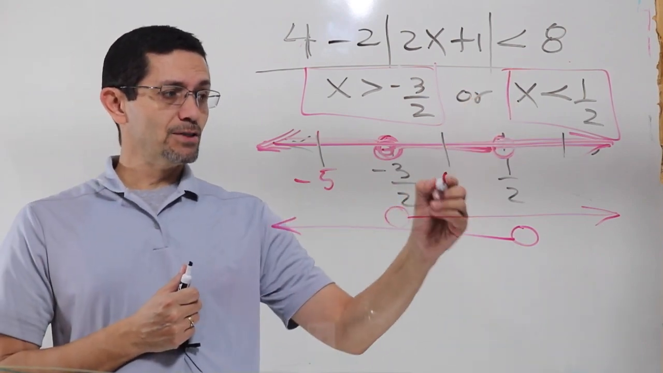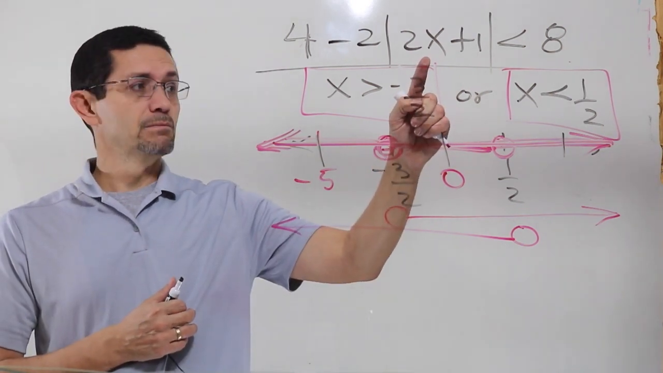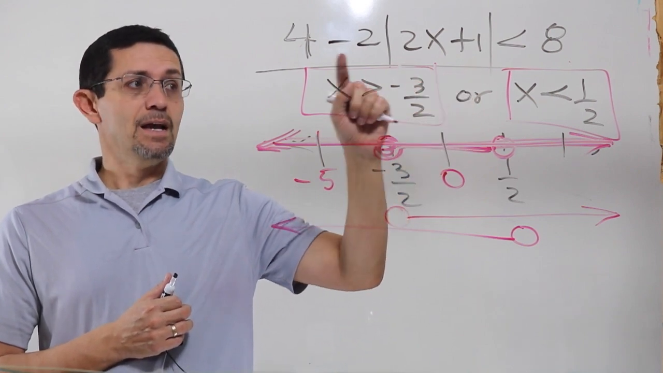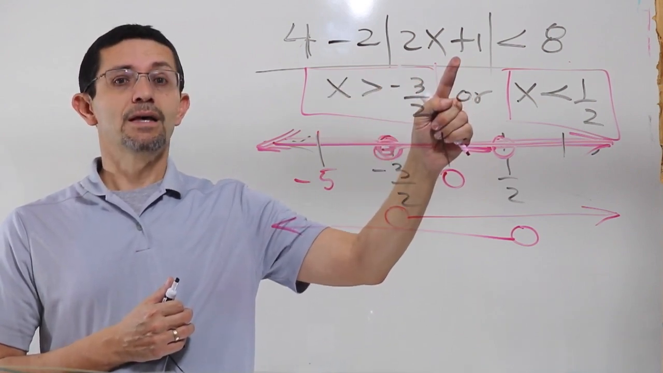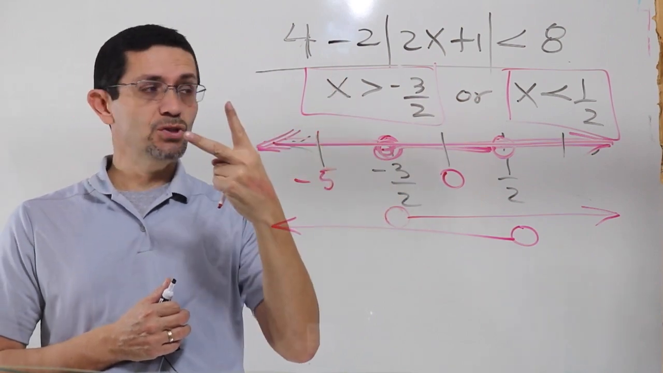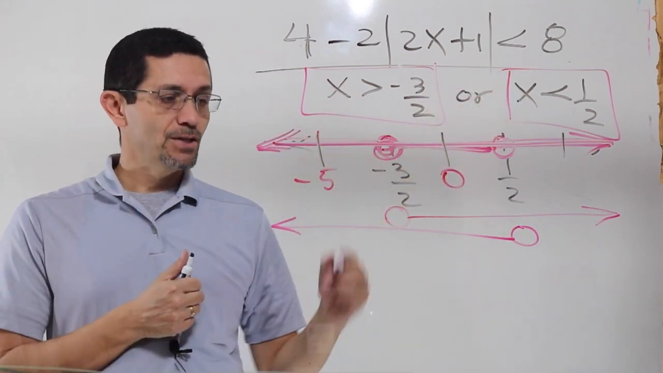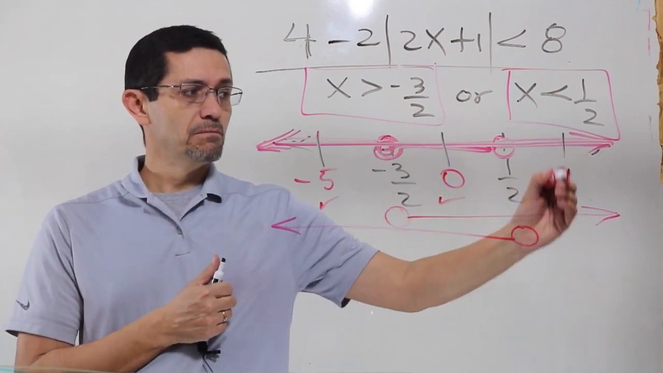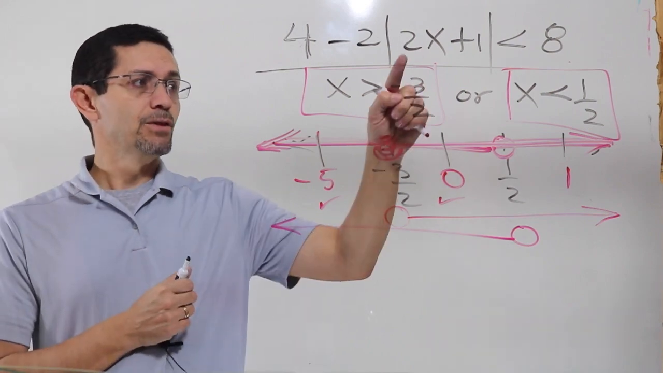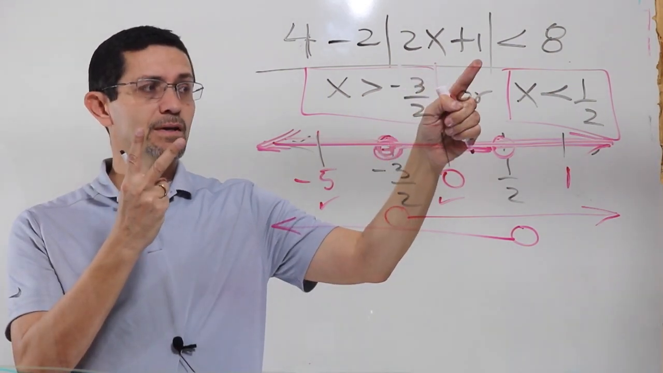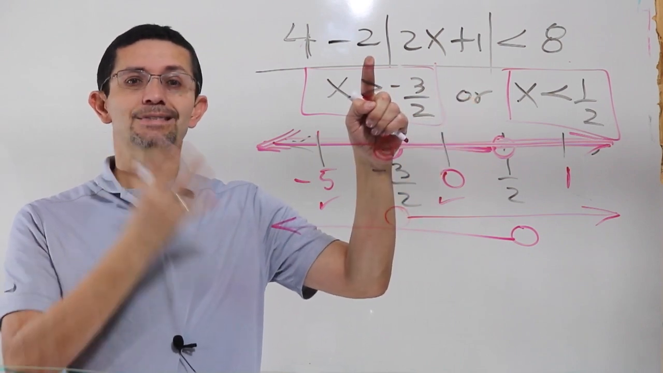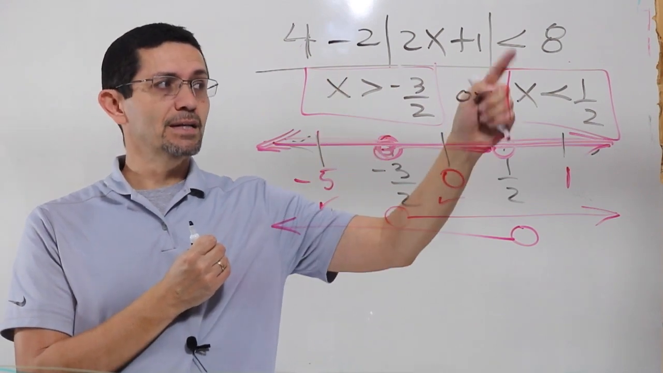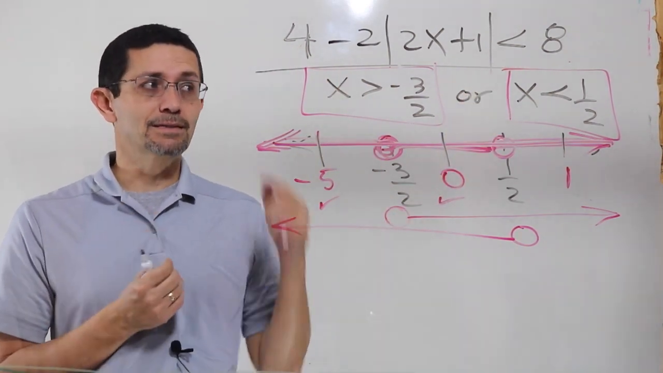Between negative 3 over 2 and 1/2, let's try 0. 0 times 2 is 0. Plus 1 is 1. Absolute value of 1 is 1. Negative 2 times 1 is negative 2. 4 minus 2 is 2. Is 2 less than 8? Yes. So this worked out. Now something greater than 1/2. Let's keep it simple. 1. 2 times 1, 2. Plus 1, 3. Absolute value 3, times negative 2, so right now I have a negative 6. 4 minus 6 is negative 2. Is negative 2 less than 8? Yes, negative 2 is less than 8.